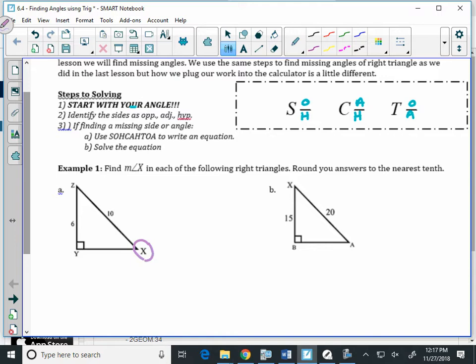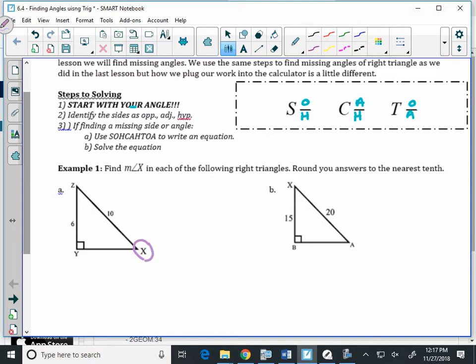Normally when we try to find a missing angle in a triangle, we use the angle sum theorem. We can't use the angle sum theorem because we only know one of the angles. We only know that this angle is a 90-degree angle. We have no clue what the other two angles are. So that's why we have to use trig.